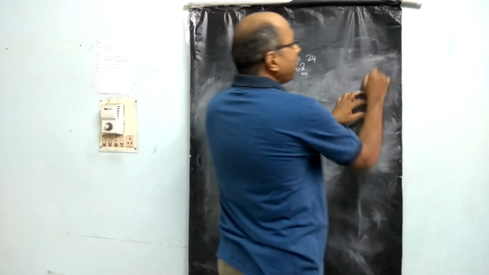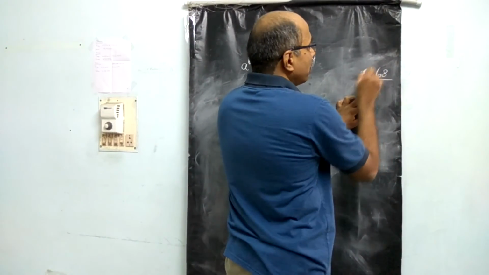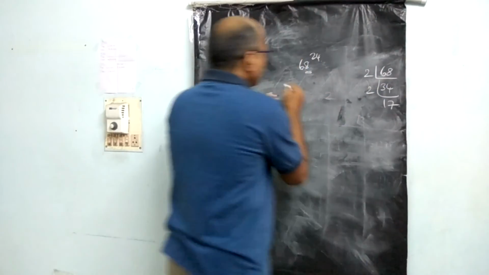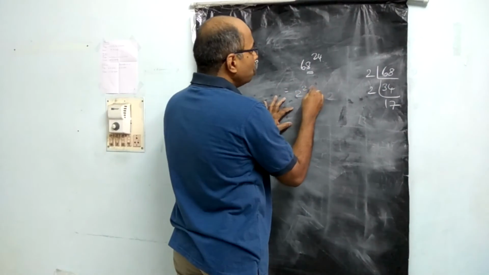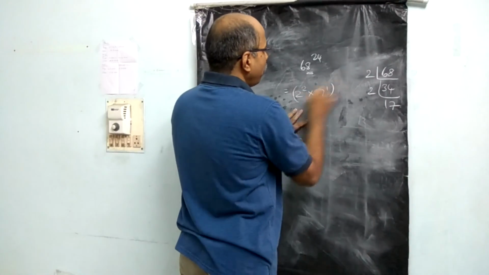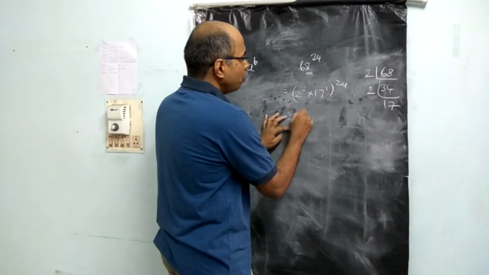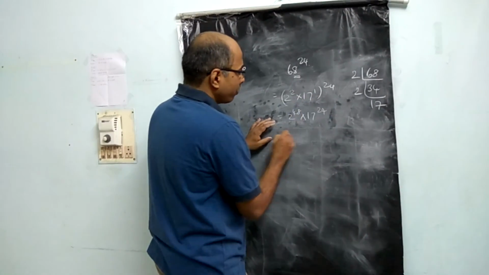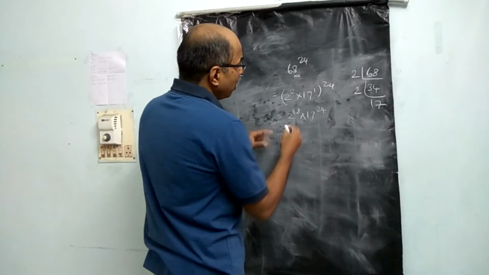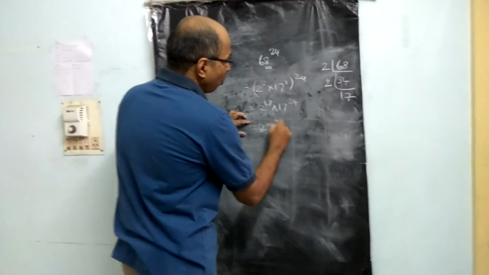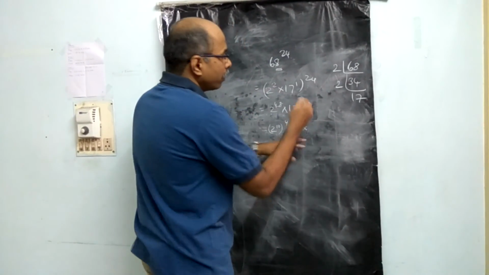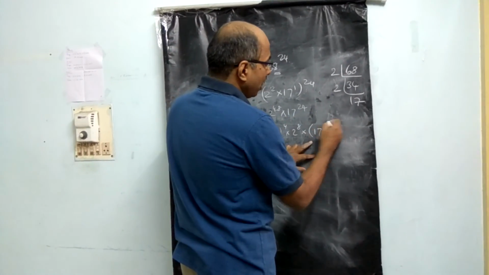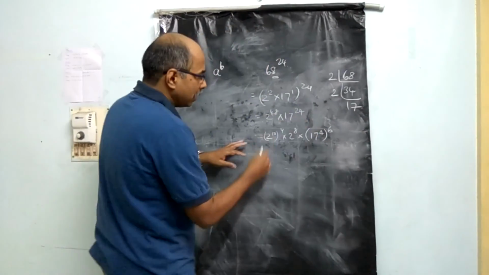So you just keep on dividing by 2. 68 by 2 you are getting 34, and again by 2, 17. So this is nothing but 2 power 2 into 17 power 1, power 24. So 2 power 48 into 17 power 24. 2 power 48 is nothing but 2 power 10 power 4 into 2 power 8. This is 17 power 4. The power cycle of 7 is 4. 17 power 4 into power 6.